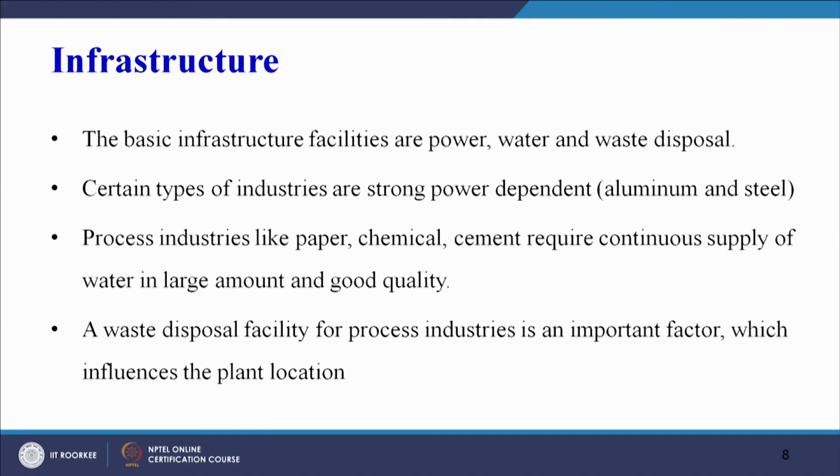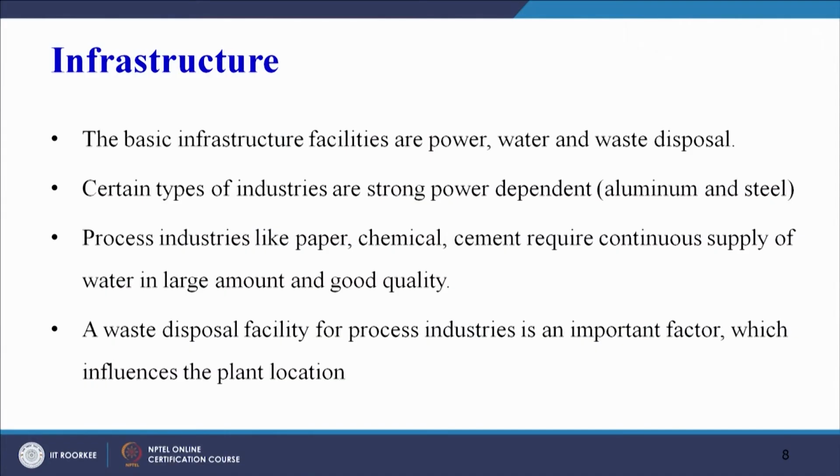Then the infrastructure. The basic infrastructure facilities are power, water and waste disposal. So whenever we are setting up a plant, we need to see that whatever byproducts or whatever waste is being generated by the factory, how we are going to manage that waste. The government policies are very stringent these days, and waste disposal is an important point based on which the location has to be identified. So, the basic infrastructure includes the power available, the water available, and the waste disposal.